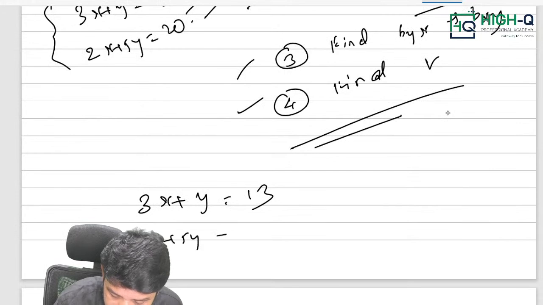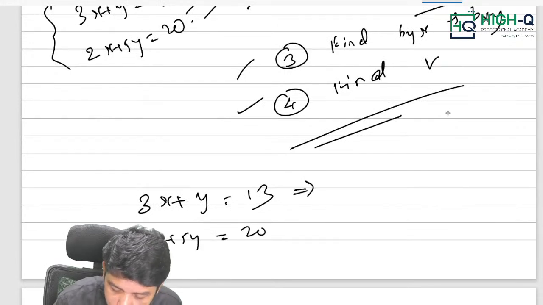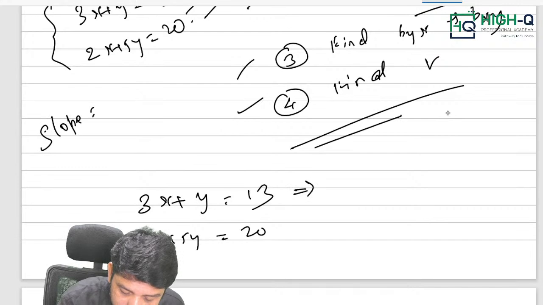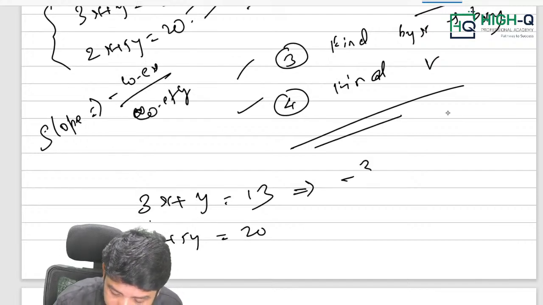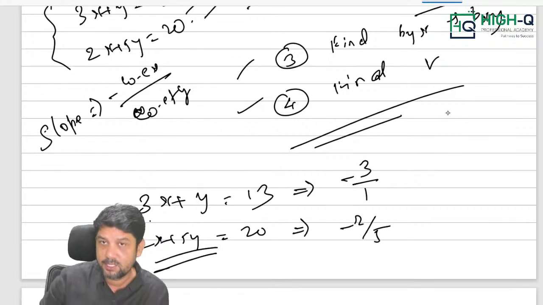2x plus 5y is equal to 20. Simply you find out the slope. What is the slope formula? Slope formula is minus coefficient of x divided by coefficient of y. So, what is the slope for the first equation? Minus 3 by 1. And what is the slope for the second equation? Minus 2 by 5. This is step number 1.